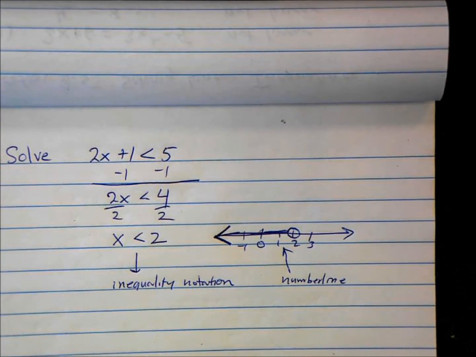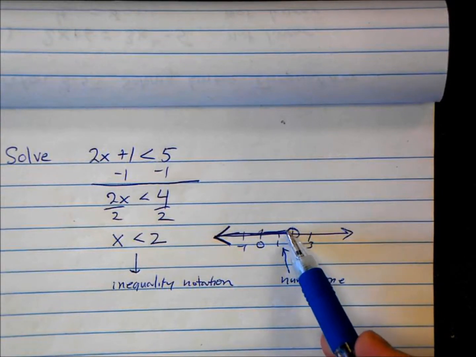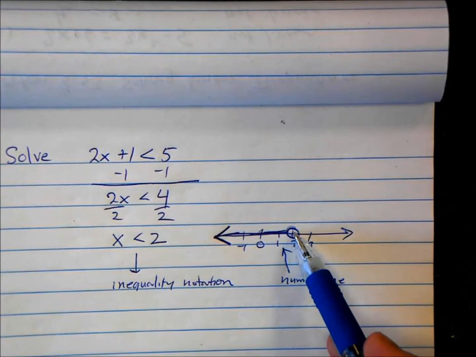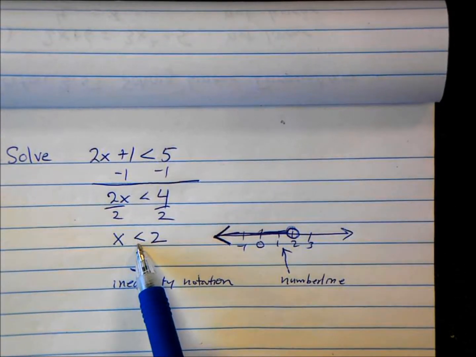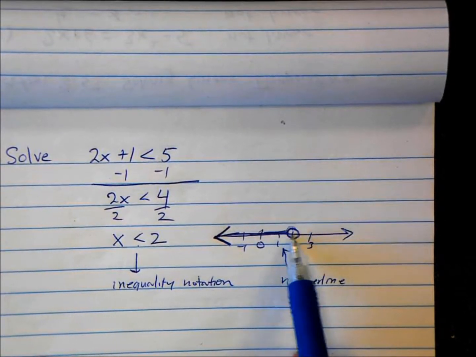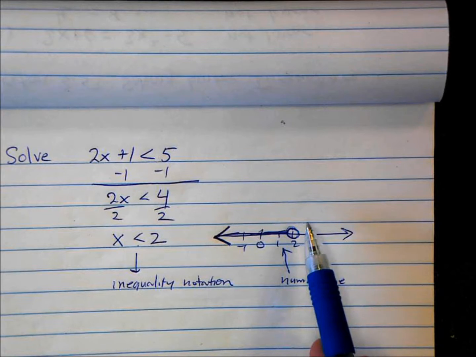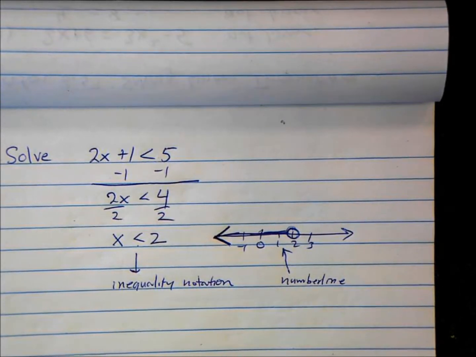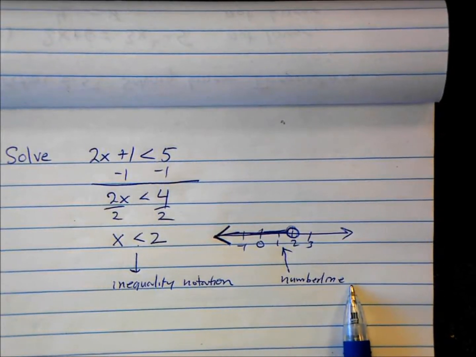Now, why do we put an open circle? That's right. If this were less than or equal to, how would we indicate the equal to? We would fill in the circle. Draw a closed circle. All right? So that's inequality notation. That's number line.